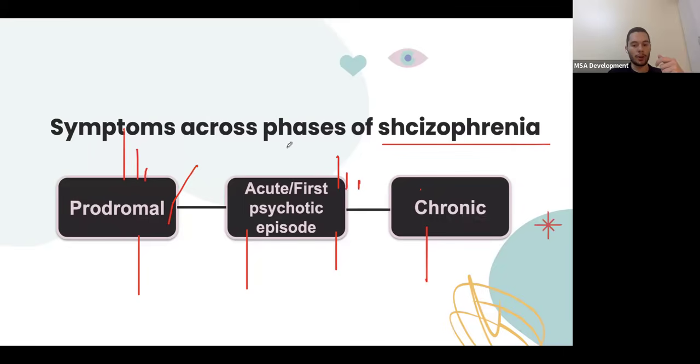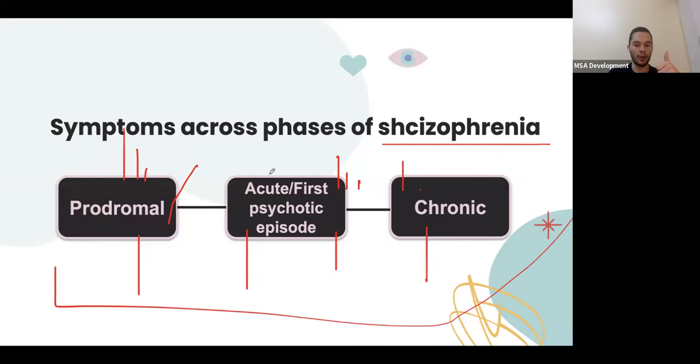And here, chronic phase, would you have cognitive? Yes, you always have cognitive. But remember, cognitive is found in all three phases. Negative symptoms are the most dominant in this phase, and positive symptoms may or may not be there. But remember, the one that's found in all three phases is cognitive symptoms. Is this one clear?